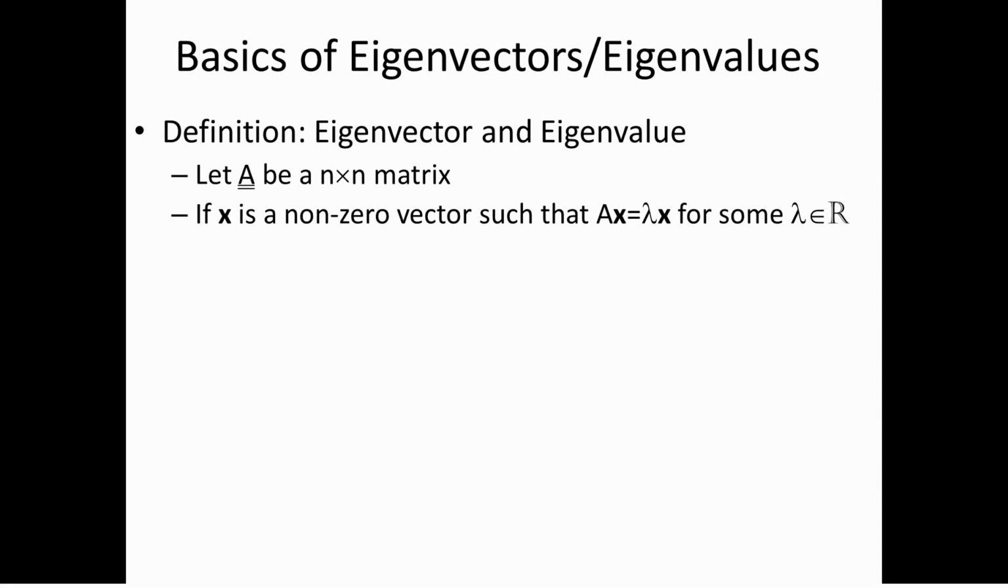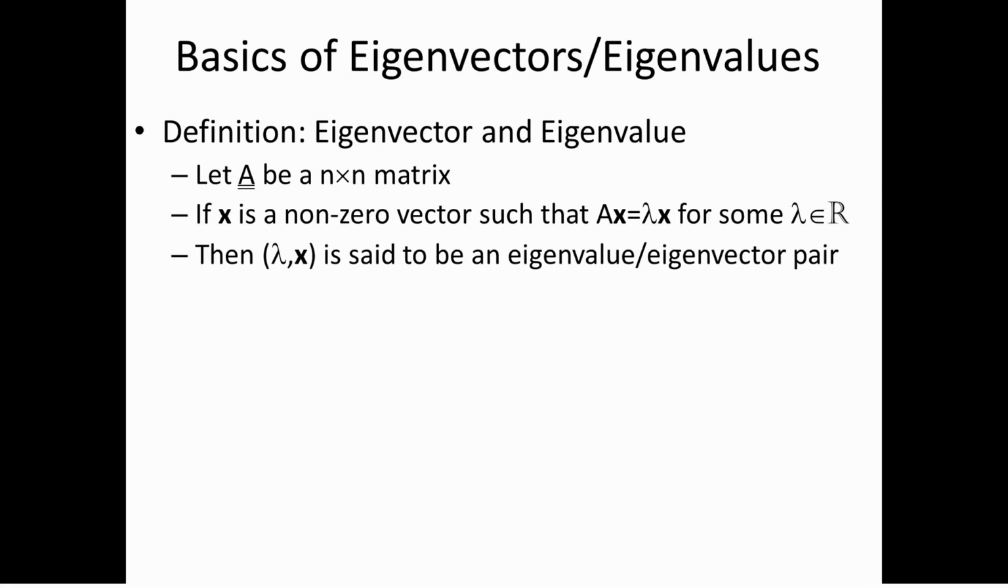Although real matrices can have complex eigenvalues, so I should probably be a little more general and say that λ can be a complex number. Then this pair, λ and the vector x, is said to be an eigenvalue-eigenvector pair. Sometimes we abbreviate this as an eval-evec pair.